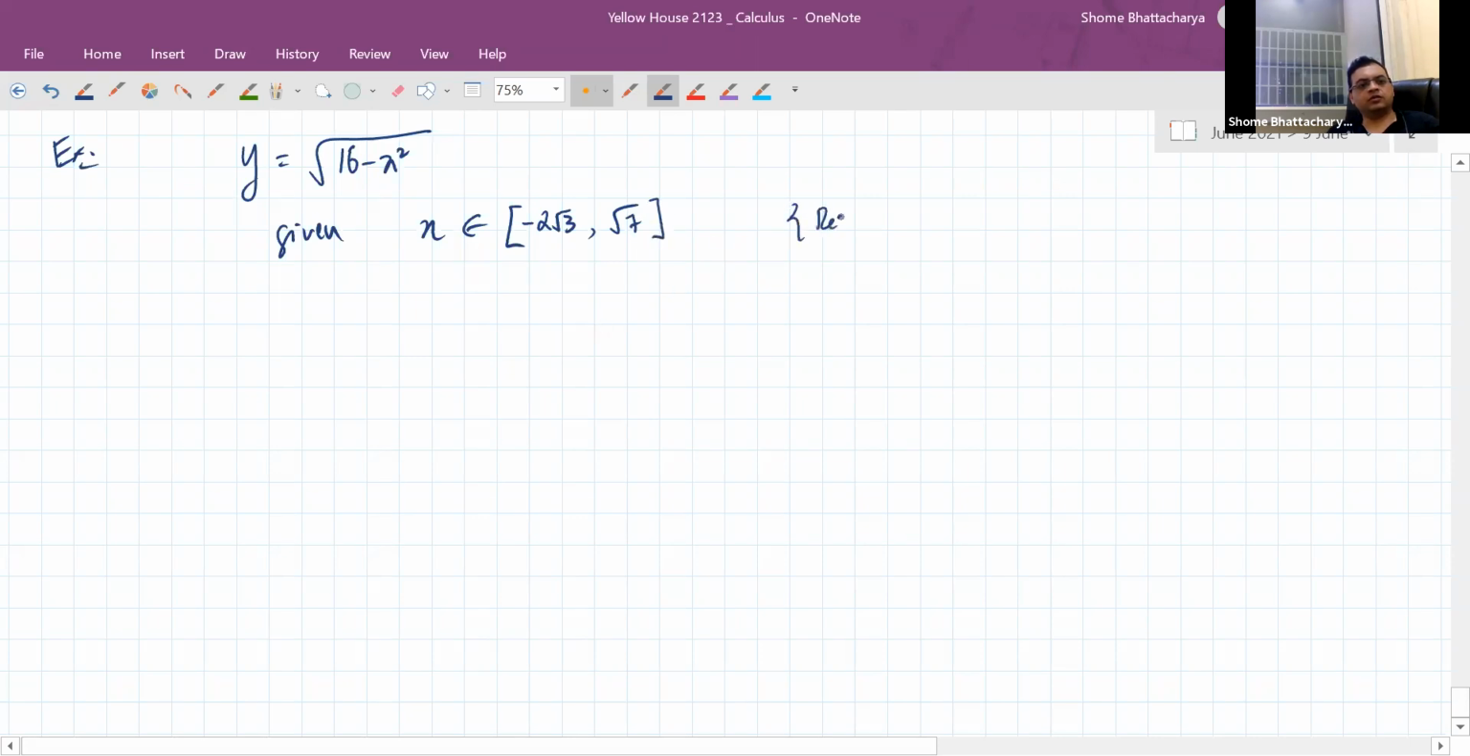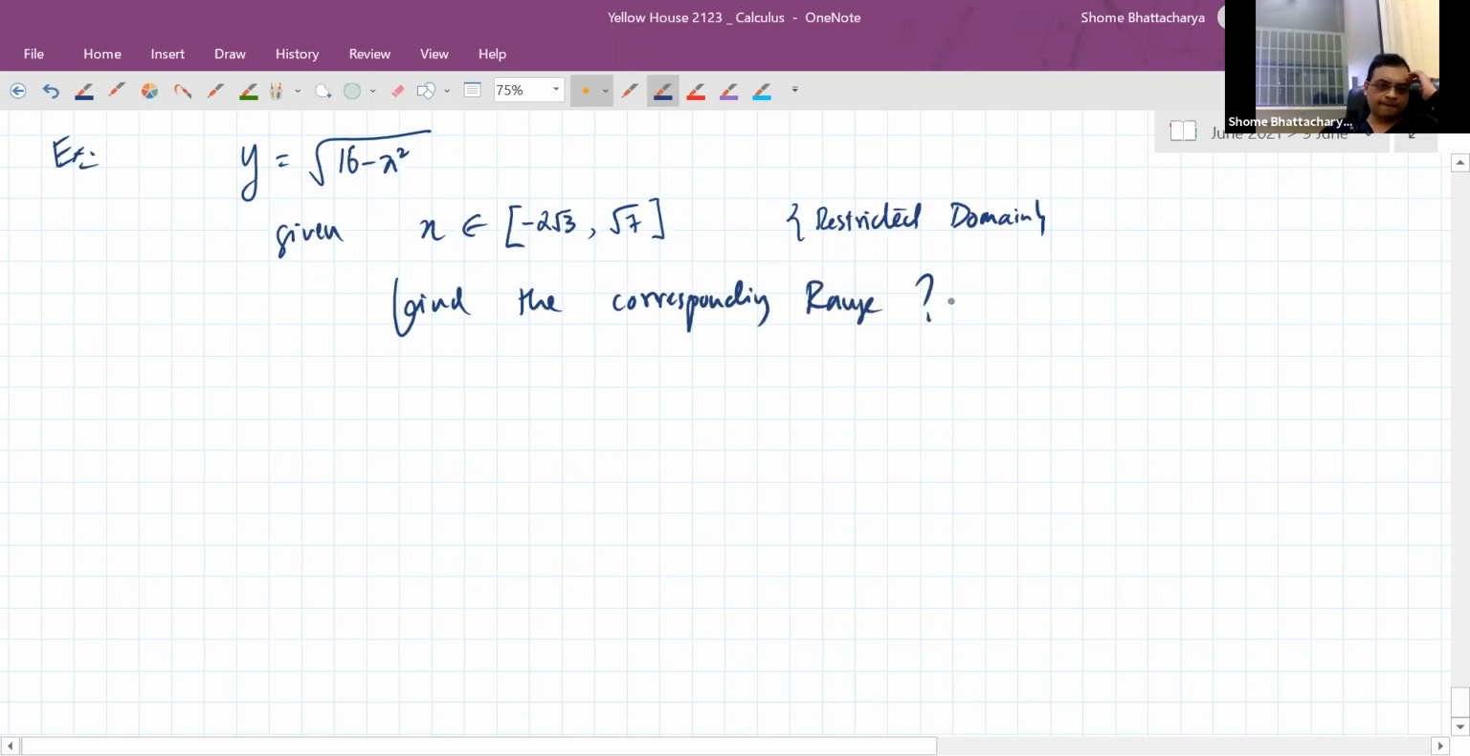So x belongs to this. So it's a restricted domain. For whatever reason, it is restricted. Okay. Find the corresponding range. So I'm repeating, x belongs to the closed interval minus 2 root 3 to positive square root 7.